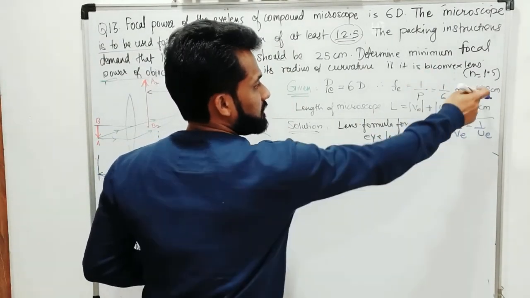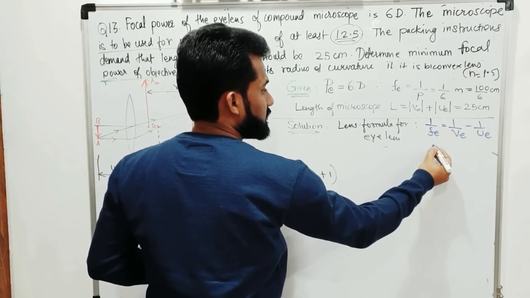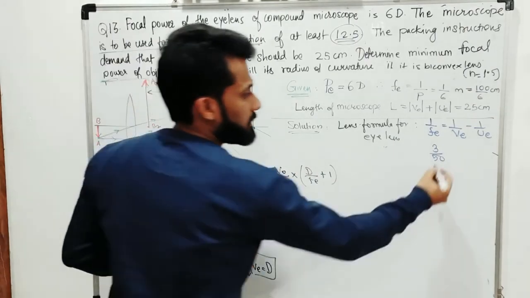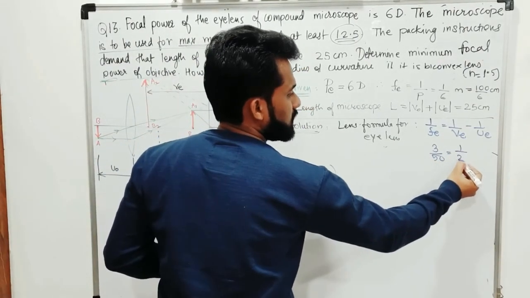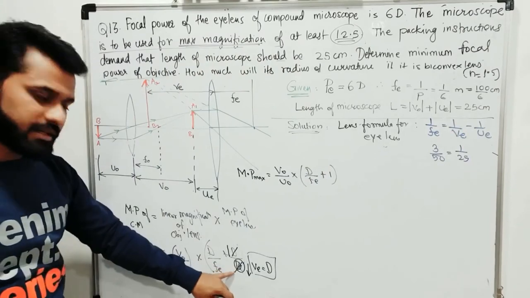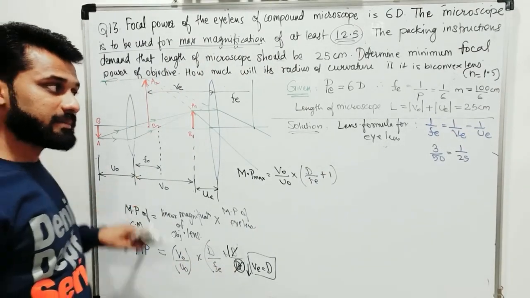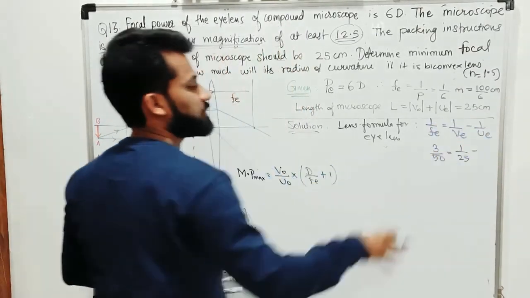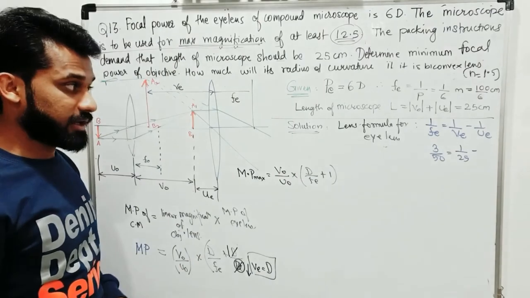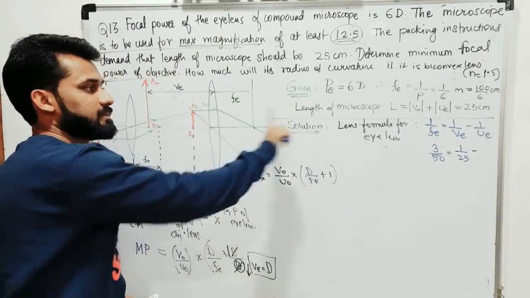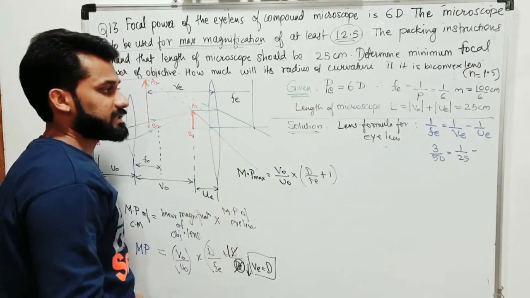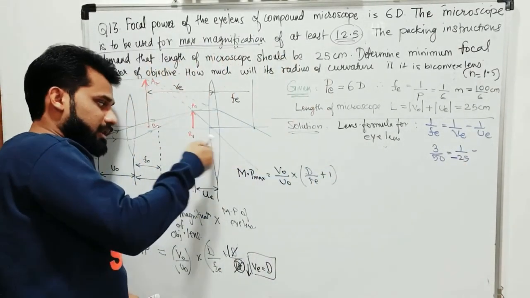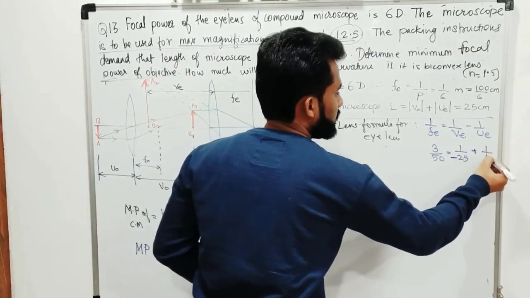What will be 1 by FE? 6 by 100, that is 3 by 50. This is the reciprocal, 1 by FE, is equal to 1 by VE. VE is 25, 25 centimeters, the distance of distinct vision, because we need maximum magnifying power, minus 1 by UE. Now in this, while you are substituting values, you must make sure the sign conventions are right. So first we check FE's sign convention, positive, right? Because the focal length is on the right side, but VE is on the left side, so I should put minus 25, and UE is also on the left side, so it becomes plus 1 by UE.